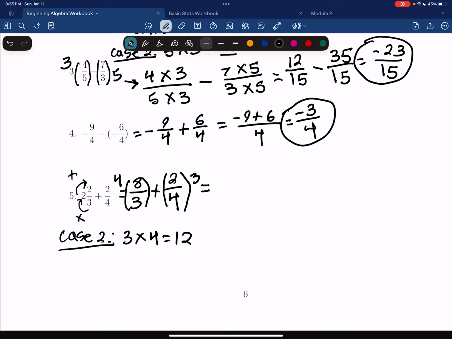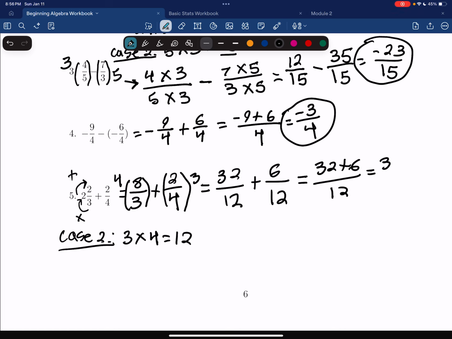So we're going to have 4 times 8, which is 32, and then 4 times 3, well, that's 12. Plus 2 times 3 is 6, and 4 times 3 is 12. Now we have common denominators, so all we have to do is add the numerators together. So we have 32 plus 6 over 12. And 32 plus 6, well, that's just 38. And then we have that over 12.